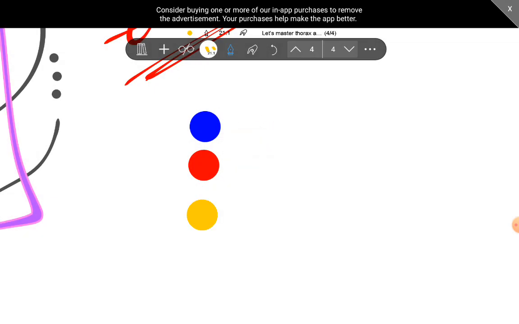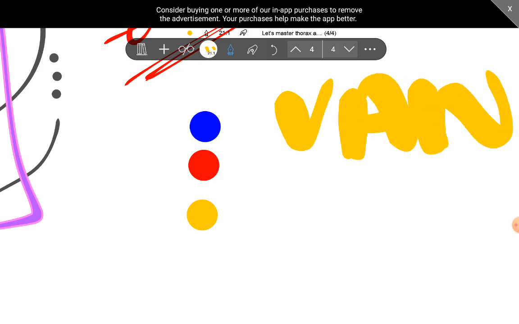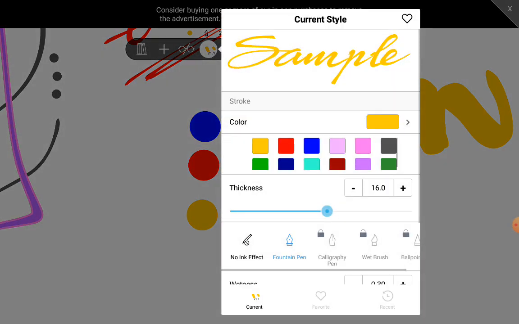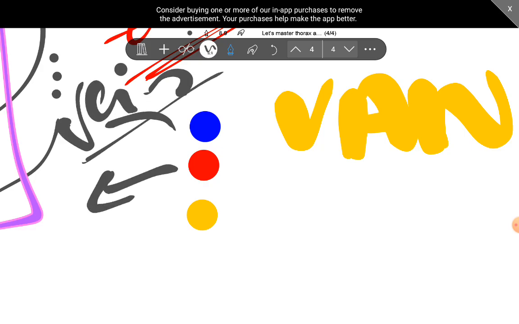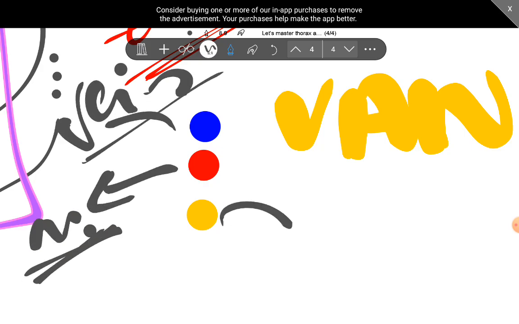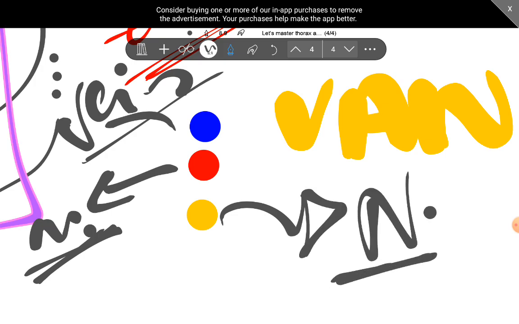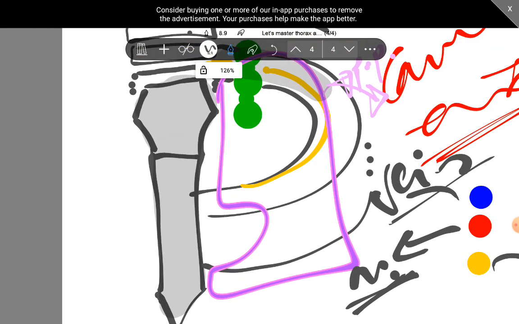What did I just do? That's not a flag, dude. That's VAN. That's not a car stall. These are the structures passing in the costal groove from above to below. So the first one is the vein, the intercostal vein, of course, and then the artery, the intercostal artery, and then the nerve. That's the typical intercostal nerve we're talking about.